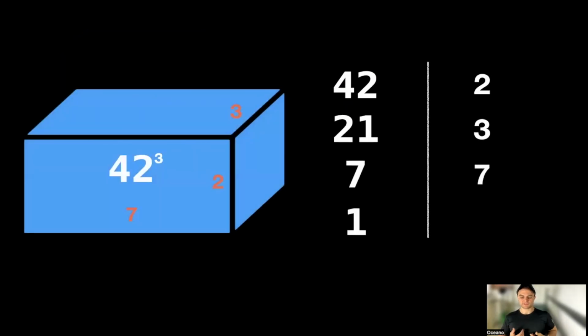So the prime factors can be visualized like dimensions of a number. It is a neat understanding of what is going on. As you can see, 42 can be decomposed into 2, 3, and 7. And I can see these factors like dimensions of a rectangle. As you can see, I have here a 3D box with a base of 7, height 2, and depth 3. Indeed, the volume of this object is 42 cubed.